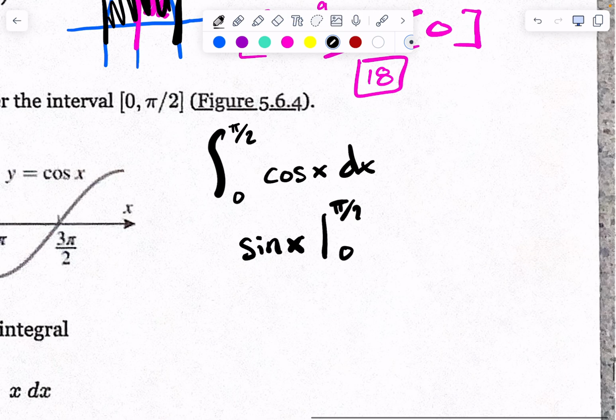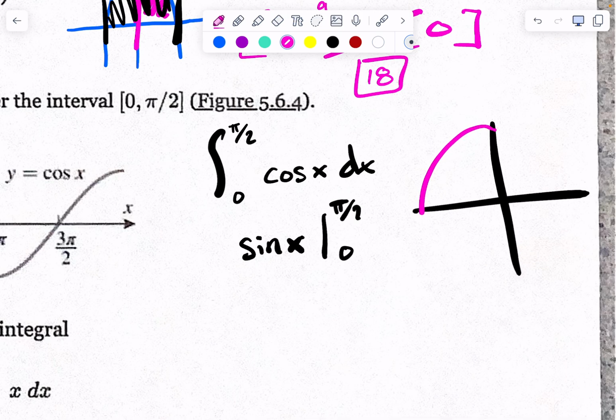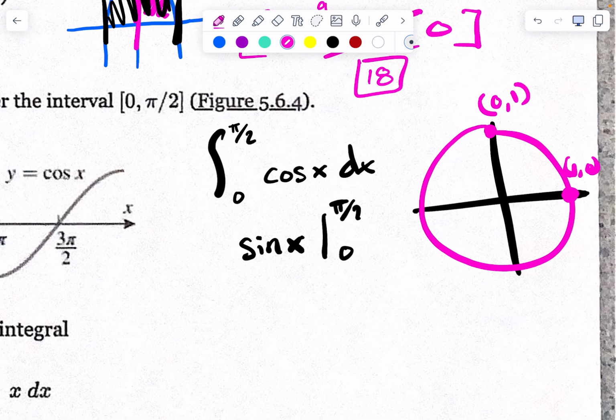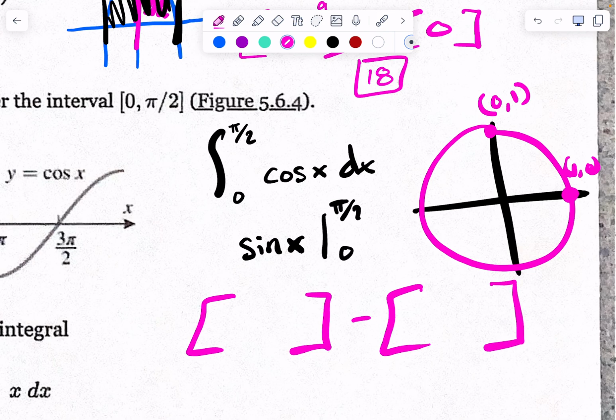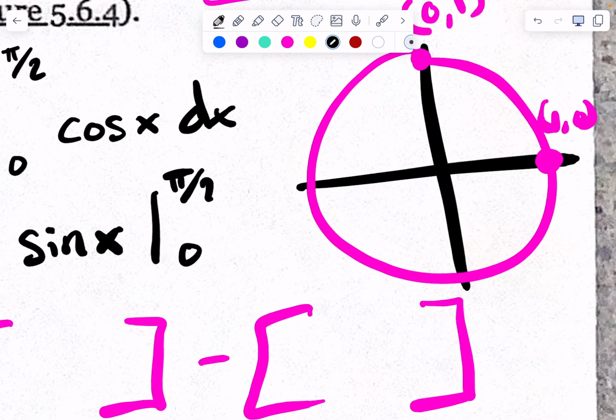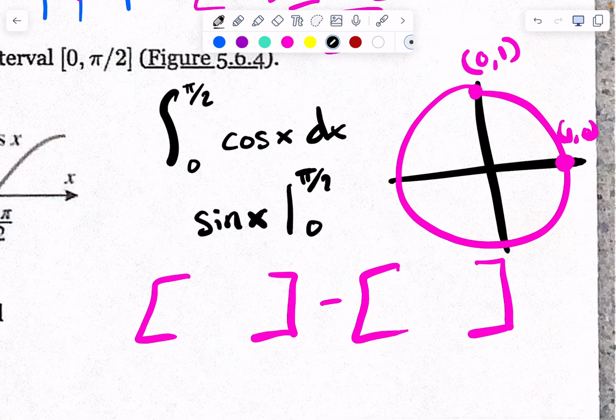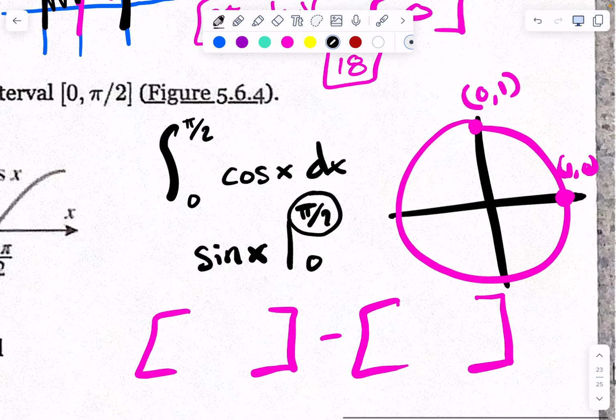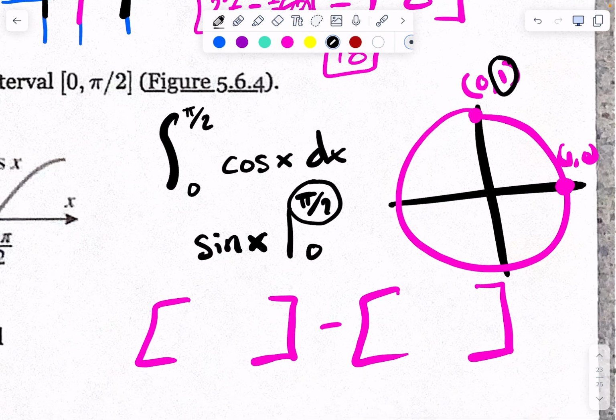Okay, I'm going to draw a little bit of a unit circle here. 0 is here. That's at the point 1, comma 0, and pi over 2 is here. He is at the point 0, comma 1. We're doing sine. Sine is the y coordinate, okay? So if I'm trying to find sine of pi over 2, sine of pi over 2 is the y coordinate, which is 1, okay? And then sine of 0 is the y coordinate at 0, which is 0.